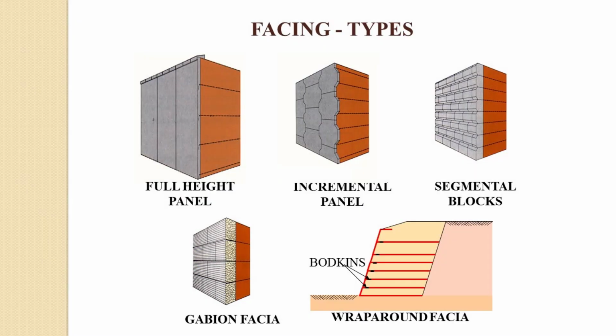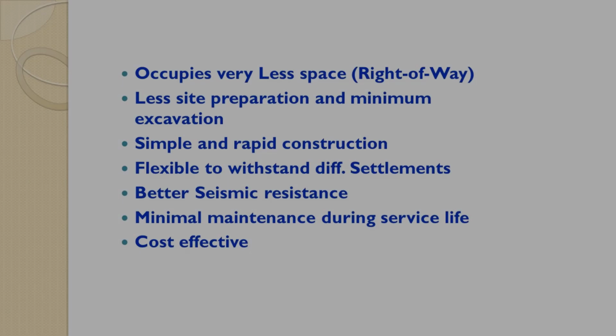and you have got various fascias: full-height panel, incremental panel, segmental blocks, gabion fascia, and steep slopes. A wall is something which is around 90 degrees, but with a batter of 4 to 7 degrees. Whereas a slope is anything up to 70 degrees. Above 70 it is called a wall, below 70 it is called a slope.